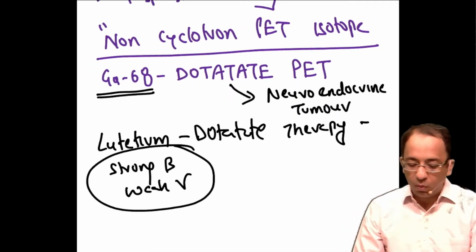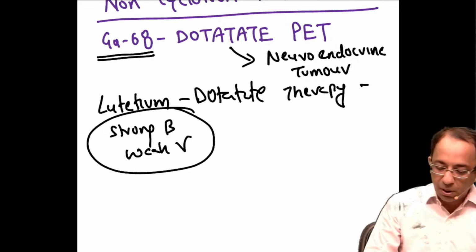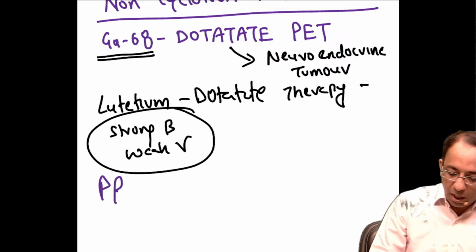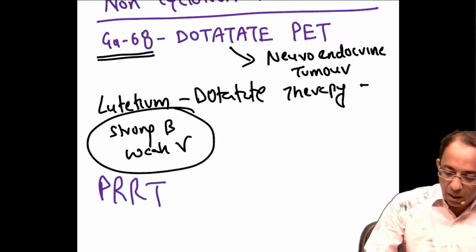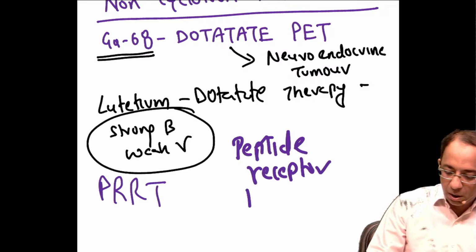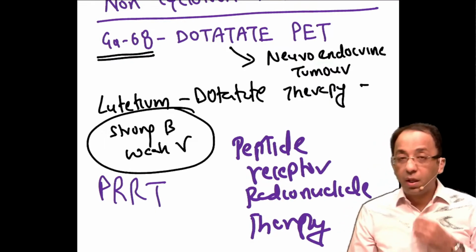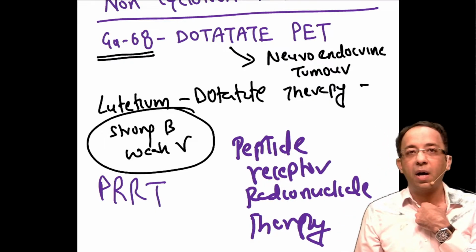Name the therapy. What is this therapy called as? Future INICET question. This therapy is called as PRRT. What do you mean by PRRT? Peptide receptor radionuclide therapy, PRRT.